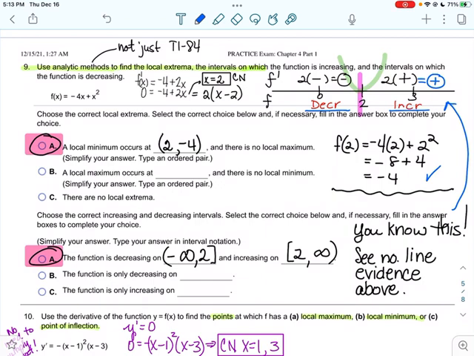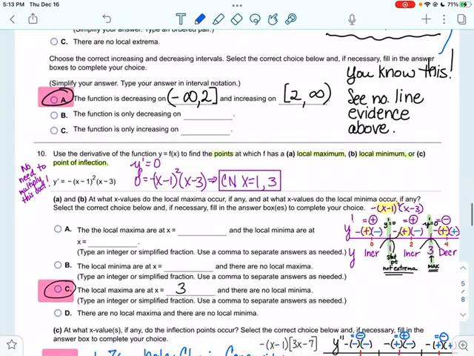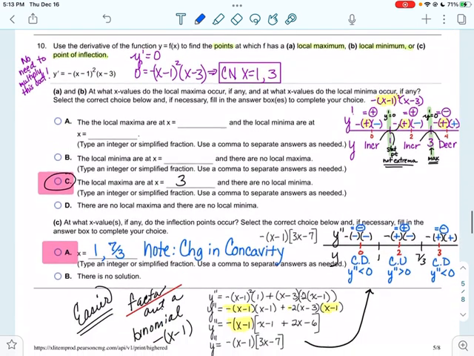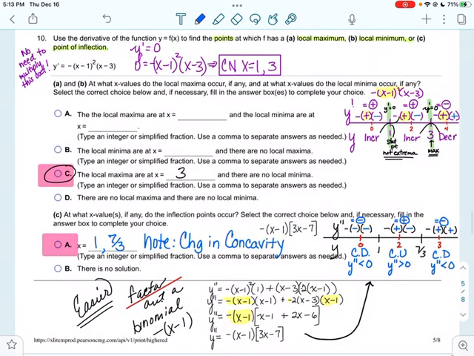Okay, number 10, use the derivative of the function y equals f of x to find the points at which f has a local maximum, local minimum, or a point of inflection. So now this is one where I saw some of your work and I made a couple comments on it: if I have the derivative in factored form, I don't multiply it out in order to take the second derivative. In fact, I don't multiply it out right now to deal with the first derivative and set it equal to 0. Some of you had been doing it for both cases, the first and second derivative, multiplying this out.